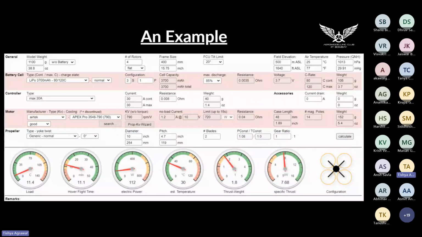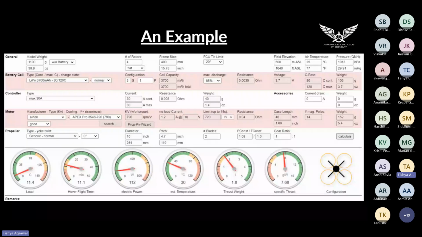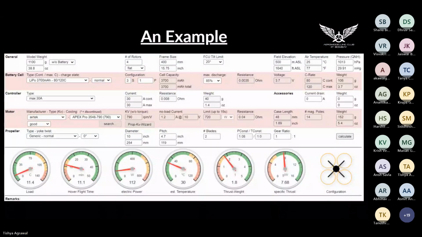Next comes out to be the estimated temperature. As the name is suggesting, the estimated temperature is the temperature which is getting produced in the battery. Obviously, it should be as low as possible, because if the temperature produced is more, it might lead to overheating. It might even catch fire in the worst cases, and obviously it would not perform at its optimum base level. The fifth ratio is thrust to weight ratio.